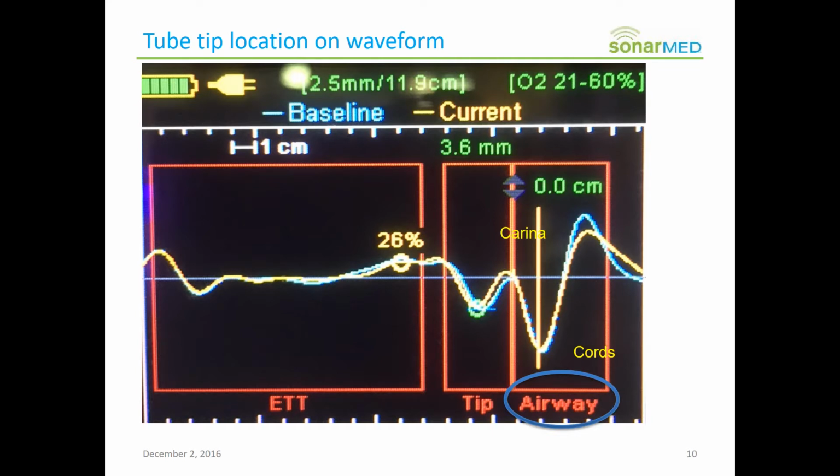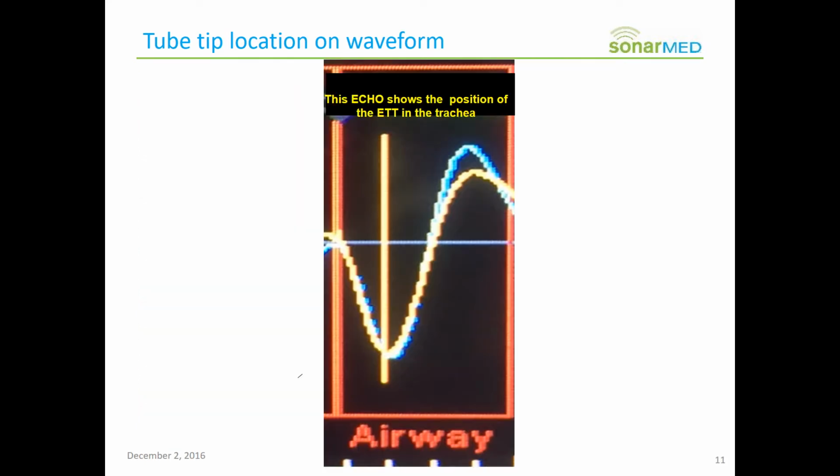Again, I'm looking at the far right box. You see the words cords and the carina. So the right of the box is where the cords are. The left of the box is where the carina is. This is my airway echo. I happen to have this on a 2.5 millimeter endotracheal tube. So let's look a little more in depth at the box, right?